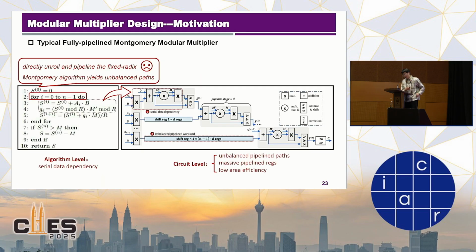We found that the typical fully pipelined modular multiplier is designed by directly unrolling and pipelining the fixed radix Montgomery algorithm. So the serial data dependency at the algorithm level will lead to unbalanced pipelined paths, which further leads to massive pipelined registers and low area efficiency.